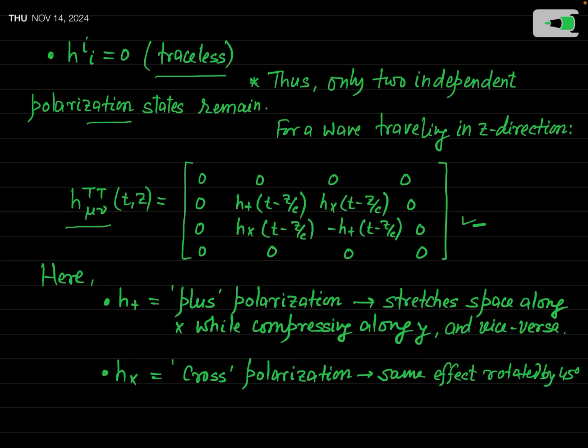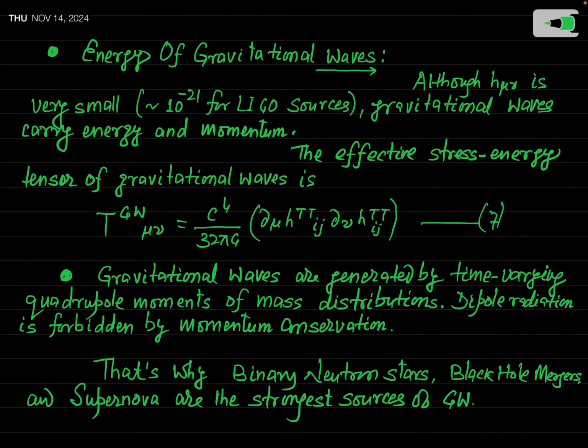And here this symbol H plus is called plus polarization. It means this stretches space along the x direction while compressing along the y direction, and vice versa. This also implies that it stretches the space along the y direction and compresses along the x direction. And another polarization state is denoted by H cross. This is called cross polarization, and its effect is the same as being rotated by 45 degrees. Okay, so this is called cross polarization.